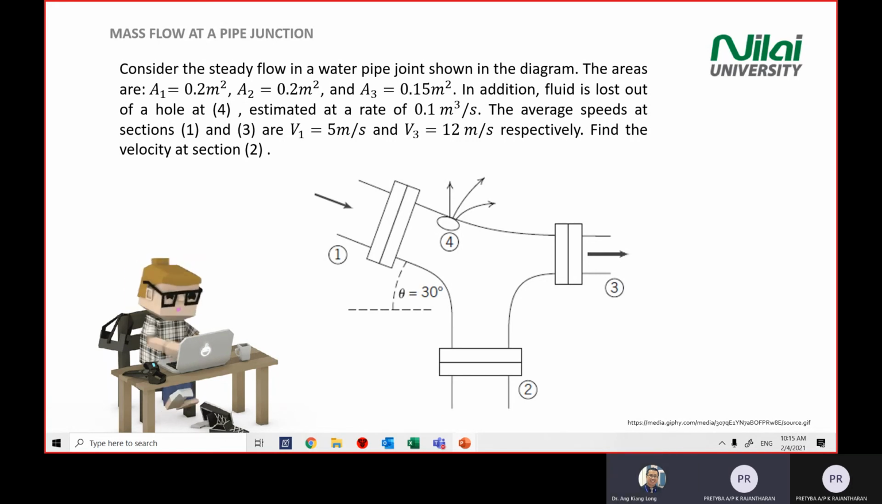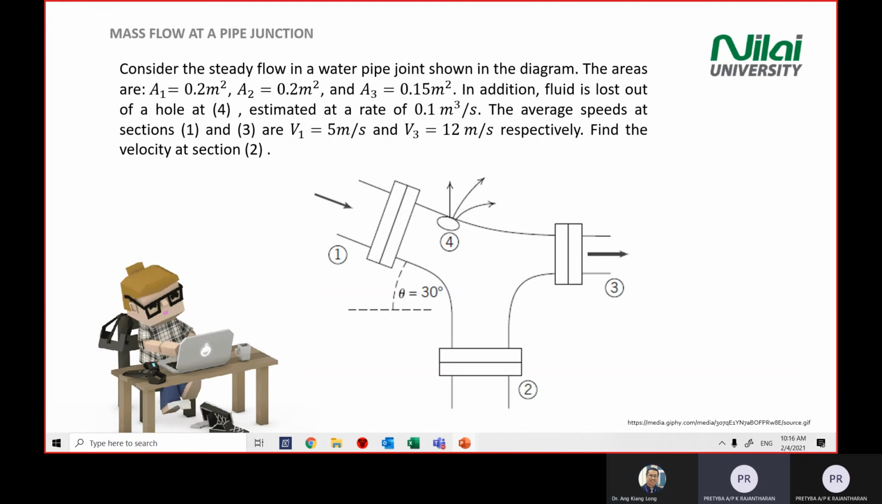as you see on the screen here, you have one inlet. The question mentioned we have a steady flow in the water pipe, and the areas 1, 2, 3 are given. In addition, the fluid is lost out of a hole at number 4. So there's a leak at position number 4, estimated at a given rate. So the fluid flow out from point number 4 is given.